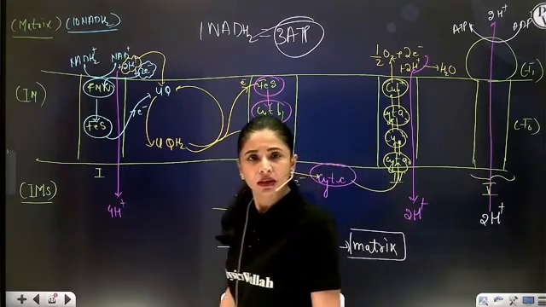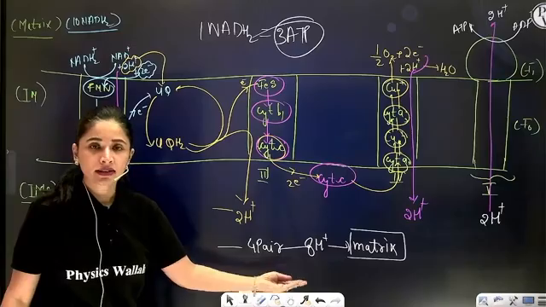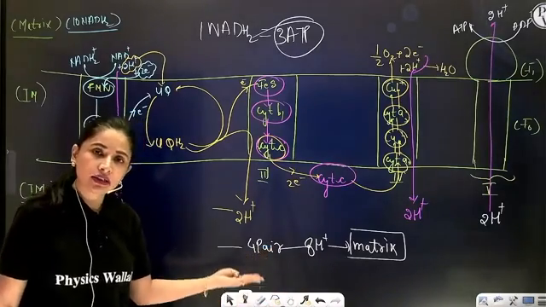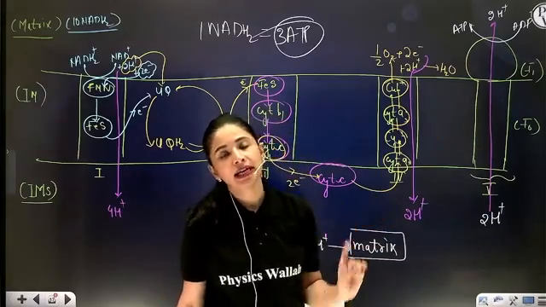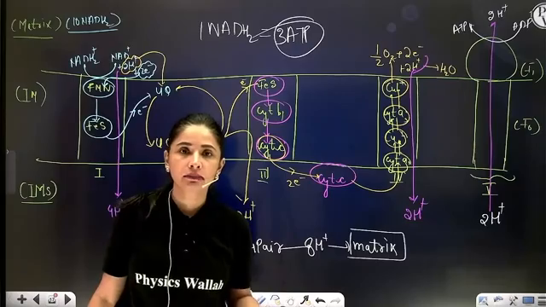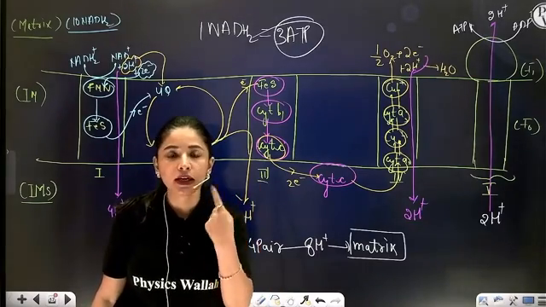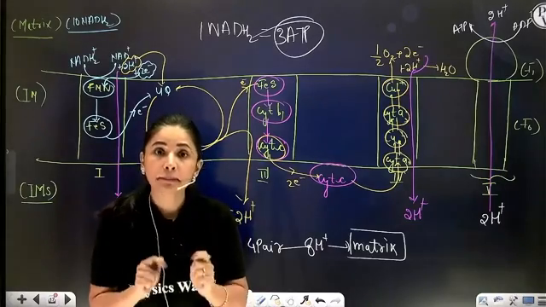How, ma'am? Right now you are saying 8 protons are there in the IMS. That means 4 pairs. All these pairs will go back, and when one pair goes, 1 ATP. So logically, mathematically, 4 pairs, 4 ATP. So where is this 1 ATP going? So students, pay attention.